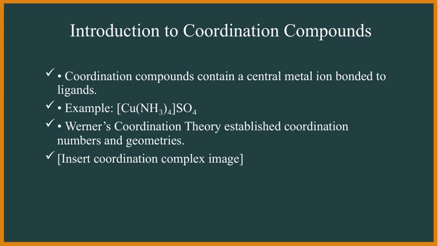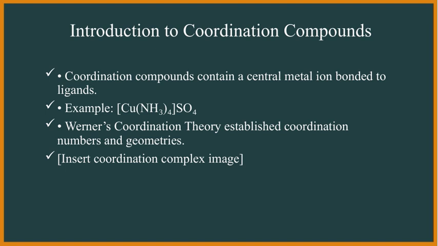These are special types of compounds where a central metal ion is bonded to molecules or ions called ligands. Think of the metal as the core and the ligands as its surrounding partners forming a complex structure. For example, take the compound Cu(NH3)4SO4. Here, a copper ion is surrounded by 4 ammonia molecules acting as ligands.